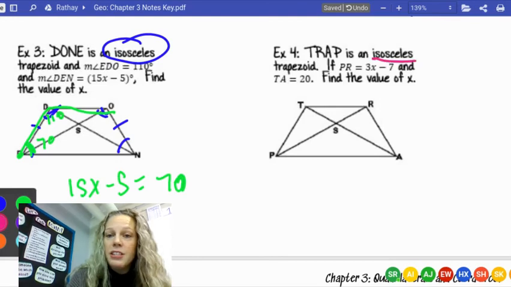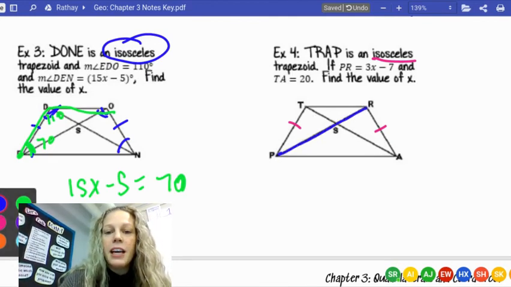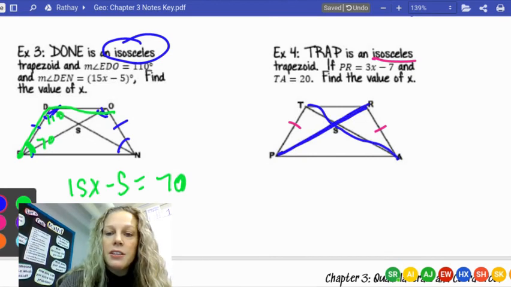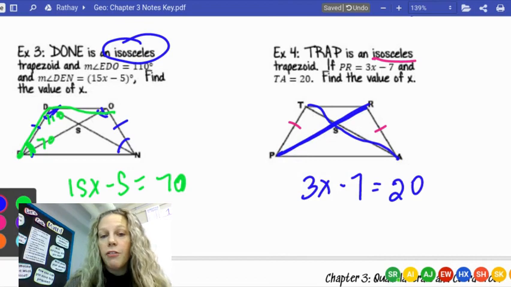Here we have another isosceles trapezoid, which means legs are congruent, base angles are congruent, but most importantly for this question, it means that diagonals are congruent. And they tell me that PR is equal to 3x minus 7, TA is 20. Those are the two diagonals. So if I set them equal, I could solve for x. Please use this as a guide to help you practice the first part of homework 3.6.